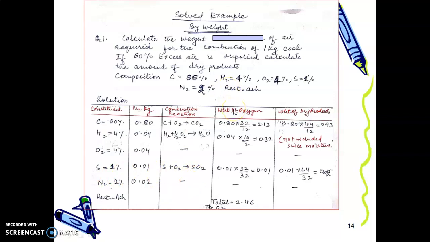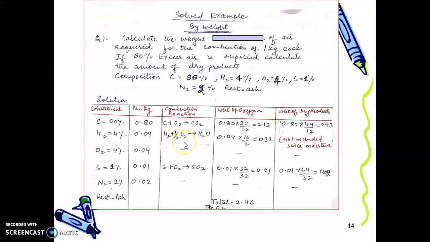Now, when we want to calculate the weight of oxygen, we will use the terms: 12 grams of carbon combined with 32 grams of oxygen give 44 grams of carbon dioxide. If 12 grams of carbon requires 32 grams of oxygen, then 1 will require 32 by 12, and 0.80 will require 0.80 into 32 by 12. This is a unitary method. By solving this value, we get 2.13.